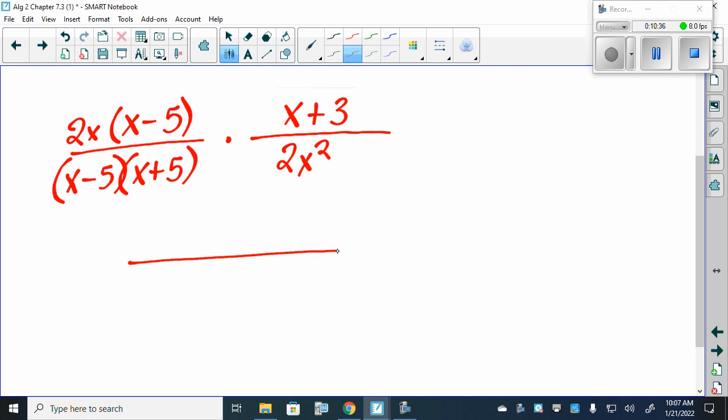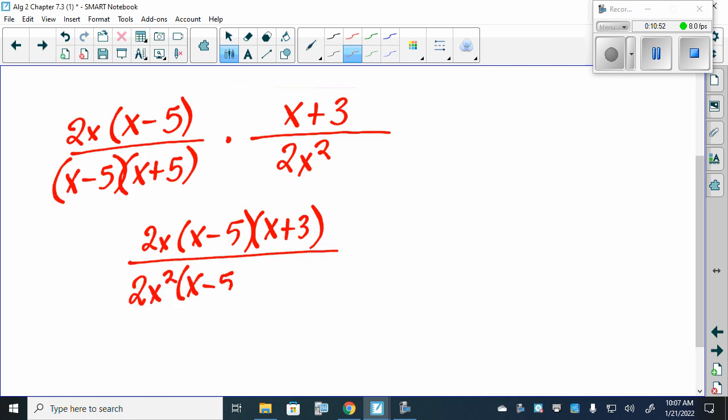Well, we can go on and multiply these two together. So on top, we're going to have 2x times x minus 5 times x plus 3. On bottom, we're going to have 2x squared times x minus 5 times x plus 5.